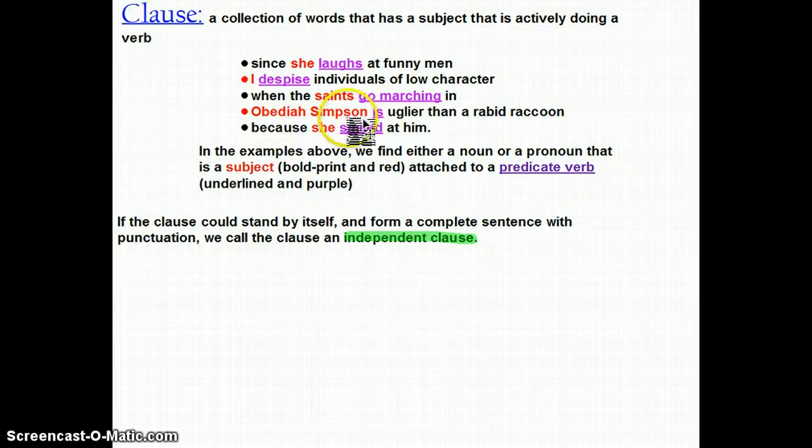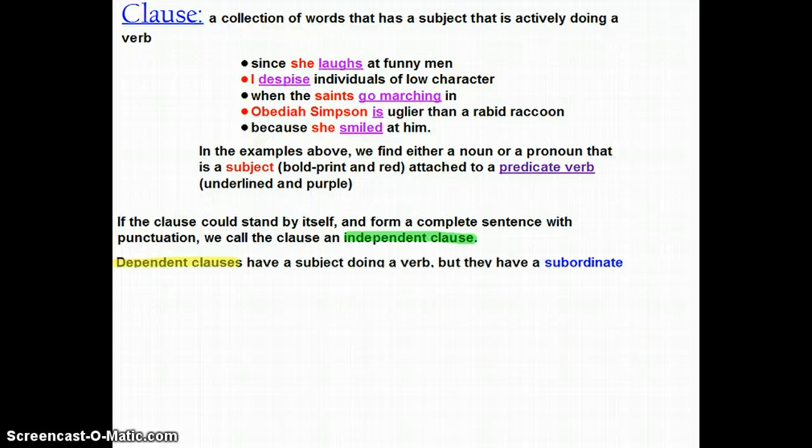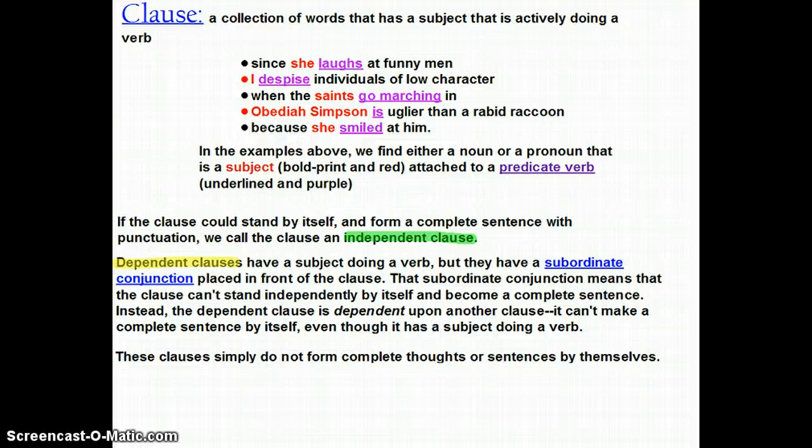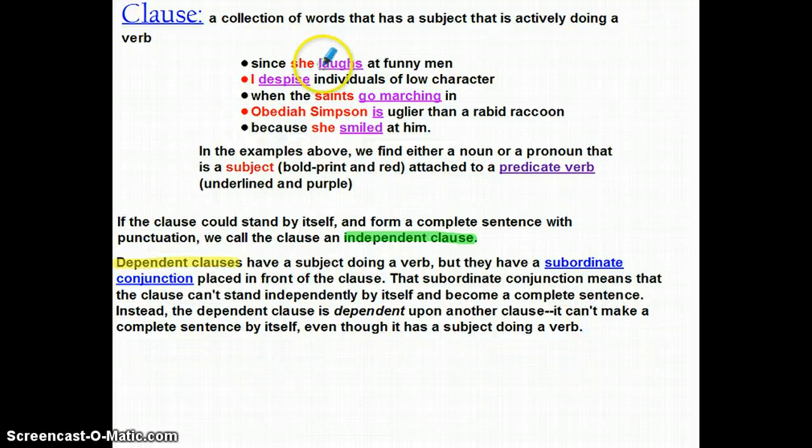Obedia Simpson, okay, whoever that is, uglier than a rabid raccoon. That's an independent clause. That is a sentence all by itself. You have all the information you need. You've got the punctuation that you want. Now, dependent clauses are a little bit different. So how about we highlight the independent ones in green. Those are sentences all by themselves. They do not need anything.